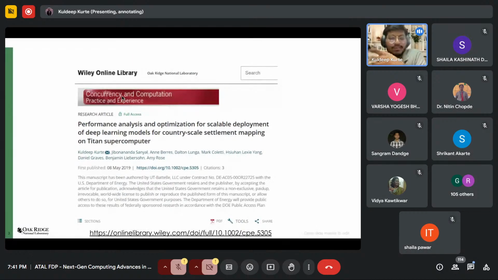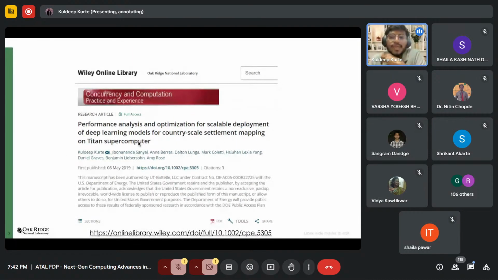Basically, concurrency means computing something in parallel, and what are the different practices that we typically adopt when we do high performance computing or any computing operation, and what are the experiences that we gain. So that was the theme of the journal. And the work that we did was performance analysis and optimization for scalable deployment of deep learning models for country scale settlement mapping. So I'll go through this.